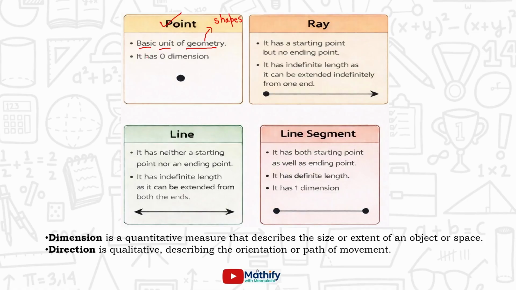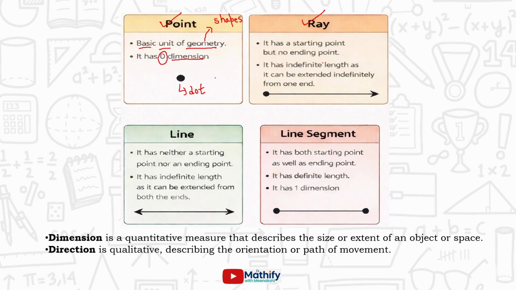And as you know, a point has no length, no breadth and no height. That's why a point has zero dimension. And a point shows an exact location of something. We usually represent a point with the help of a dot. It might be possible right now it's looking like a circle, but you have to put a sharp dot. Otherwise, it's a circle.